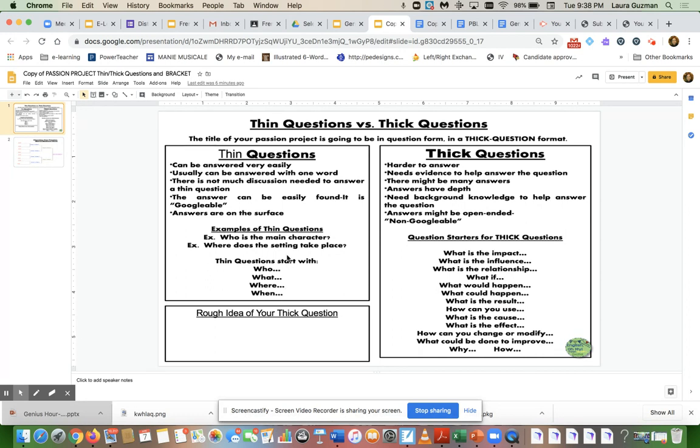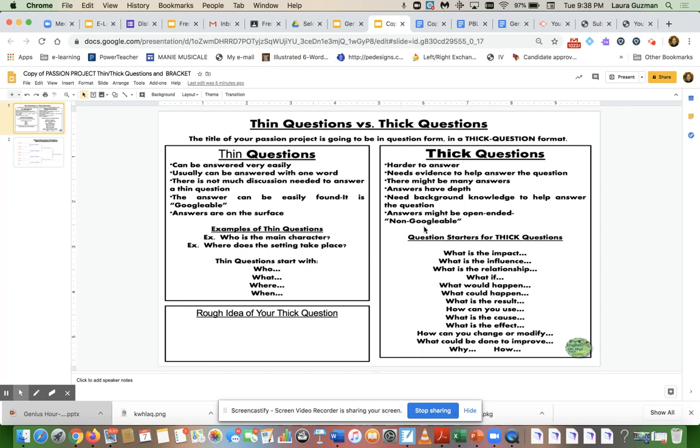It's a question that we can easily look up and answer on Google. So, for example, if I decide that I want to do a passion project because you guys know that I'm passionate about France, a thin question about that might be, what is the population of France? And that would be something I can easily go and Google. However, thick questions are harder to answer.